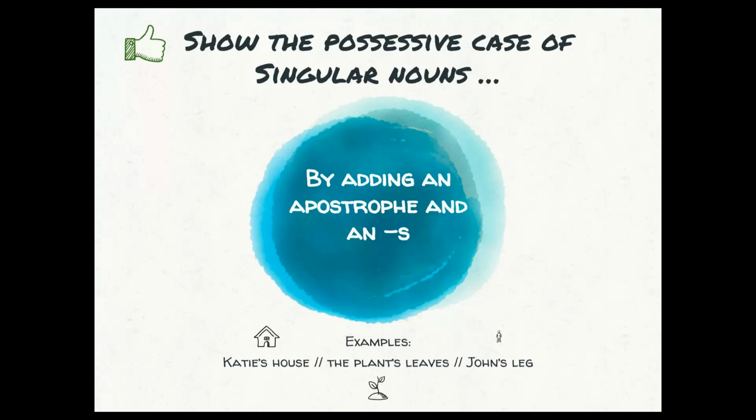Katie's house, the plant's leaves, John's leg. In each of these instances, there is one noun, Katie, the plant, John, and they all own something. So we add an apostrophe S.